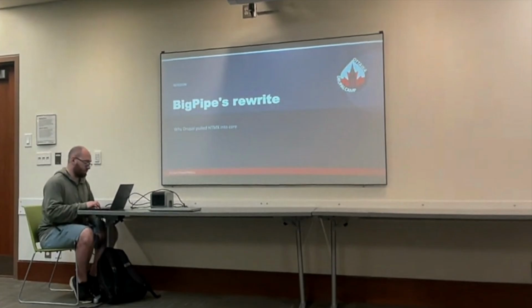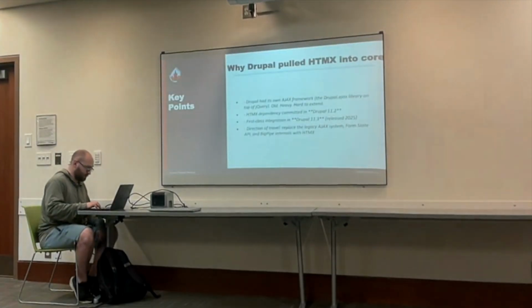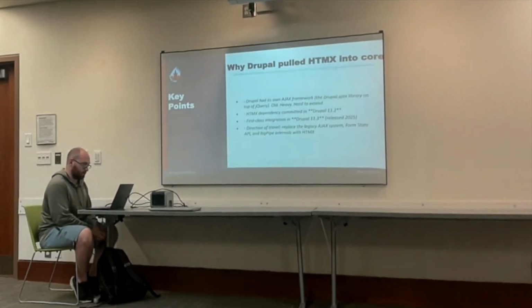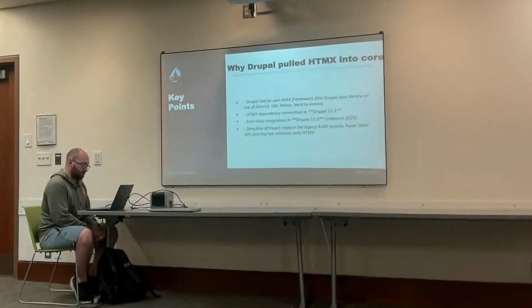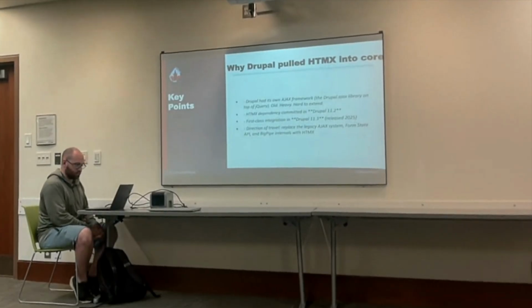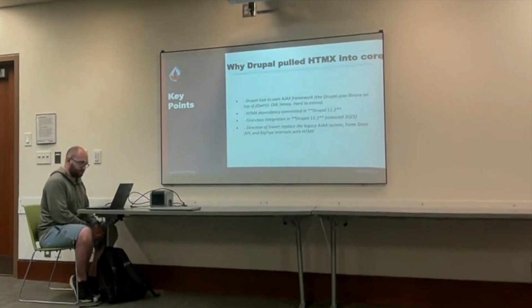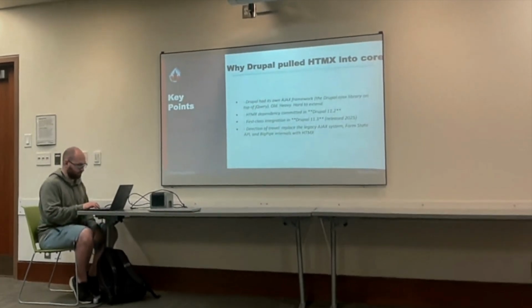So, the BigPipe rewrite. Why did Drupal pull HTMX into core? Drupal had its own Ajax framework, the Drupal.ajax library on top of jQuery. Old, heavy, and hard to extend. The HTMX dependency was committed in Drupal 11.2 and had first-pass integration in 11.3. The direction of travel: replace the legacy Ajax system, the Form State API, and BigPipe internals with HTMX.